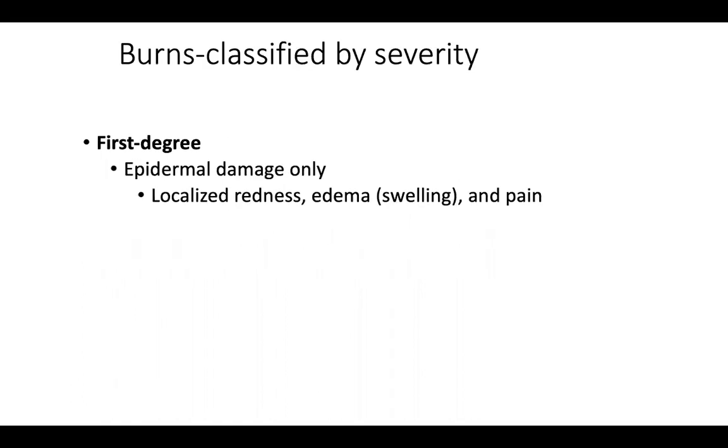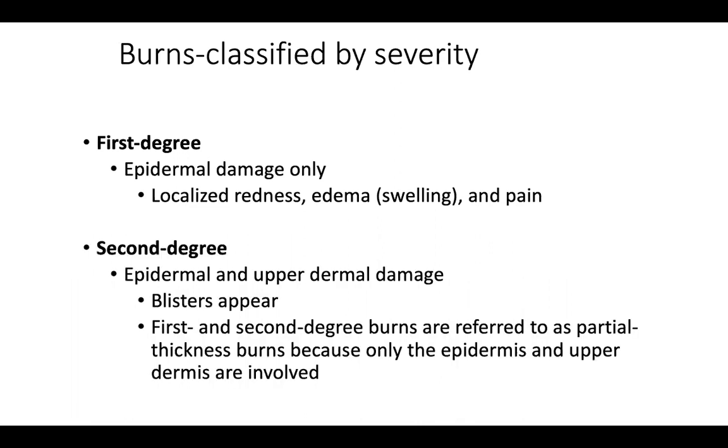So, first degree, right, we've heard of this, but this is the epidermal damage only. We have some swelling, we have some redness, and it is painful. Second degree, we have still the epidermal layer, but also part of the upper dermis, and we can get blisters here. And these two, both first and second degree, are called partial thickness burns because it's the epidermis and/or only the upper dermis that are involved. So these would be considered a partial thickness burn.